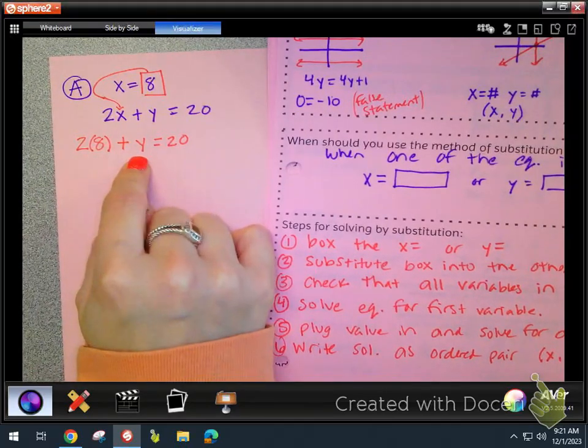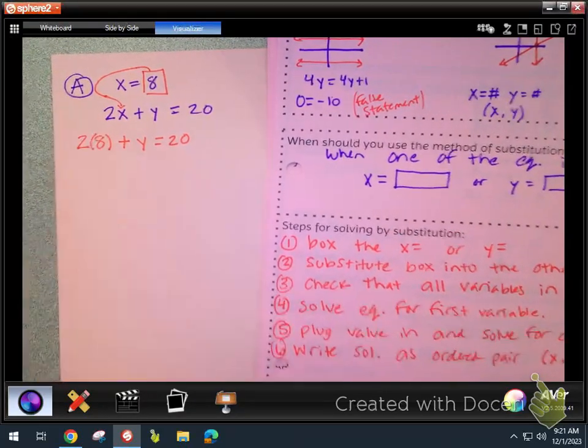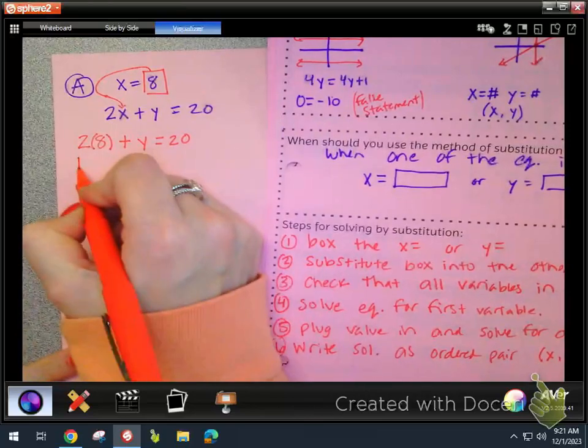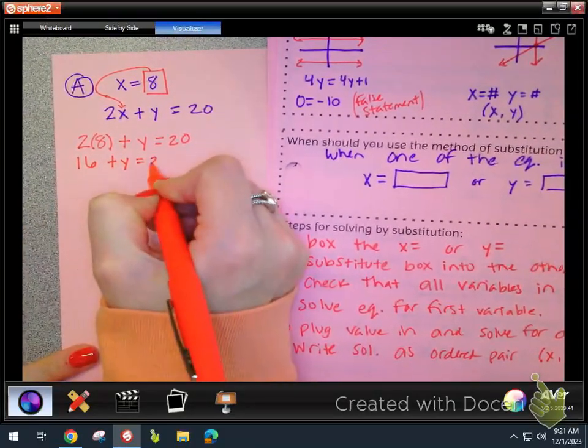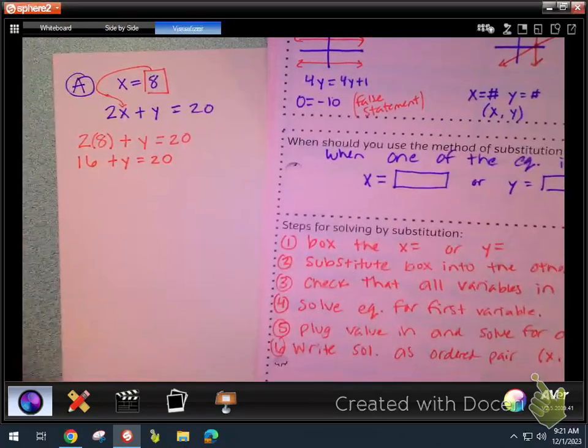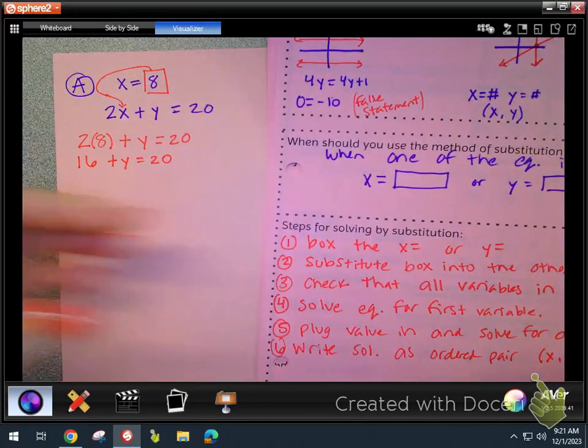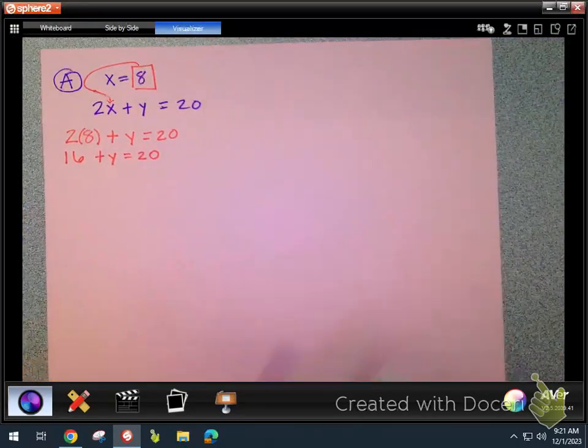This is now step 4, solving. I need to clean this up. What's 2 times 8? 16. So I have 16 plus y equals 20. And now I'm solving for y. So what am I going to do, Keon? I'm going to do something to get that y all by itself.